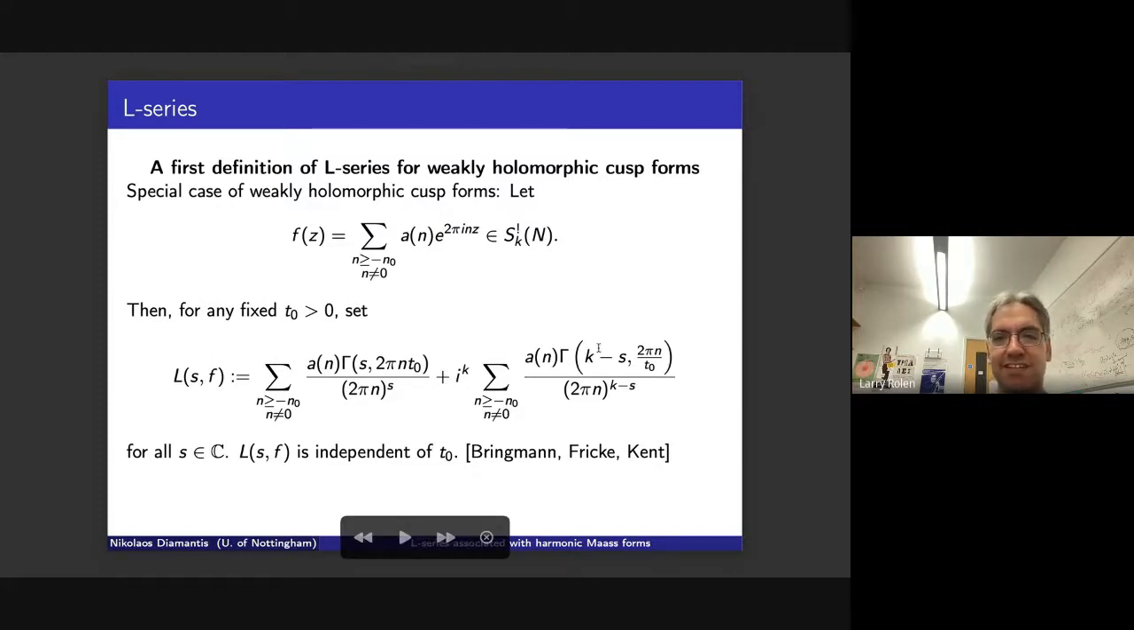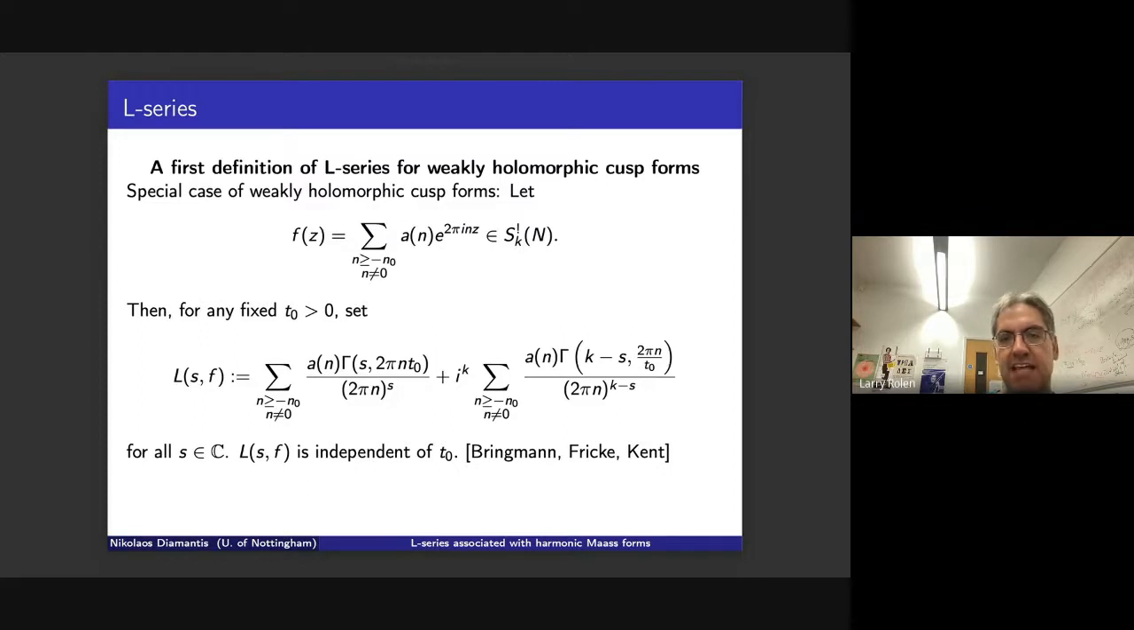I don't know if you can see the cursor, if it is visible. The L(s, f) is equal to something which, on the one hand, does contain something familiar, a(n) divided by n to the s, but we also multiply with an incomplete gamma function also evaluated at s.